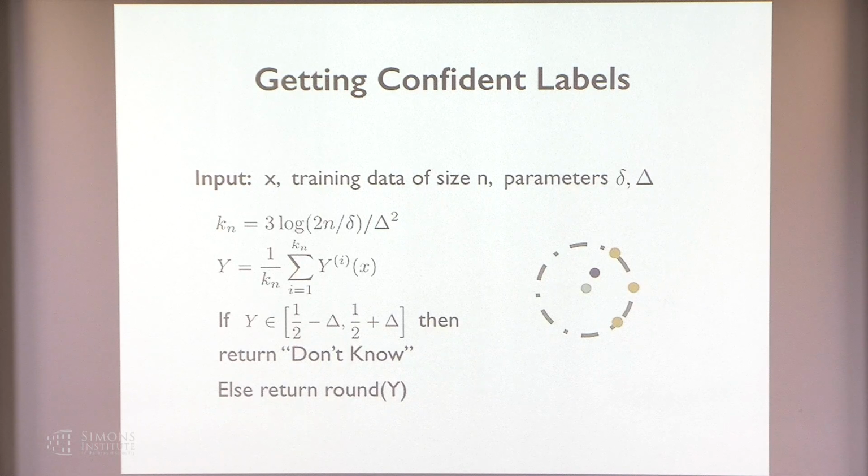So basically it's a simple thing: if you look at your nearest neighbors, and their majority is far off from half, bounded away from half, you give an answer, and if the majority is too close to half, then you say, well, I don't know.